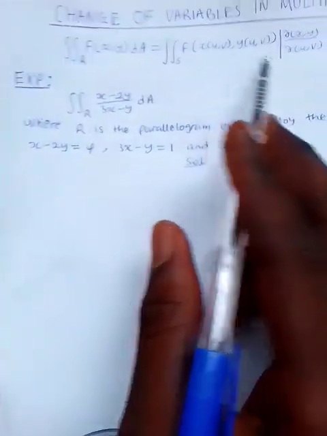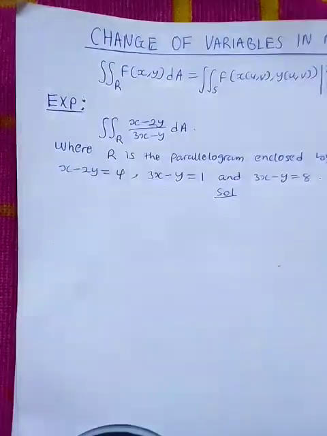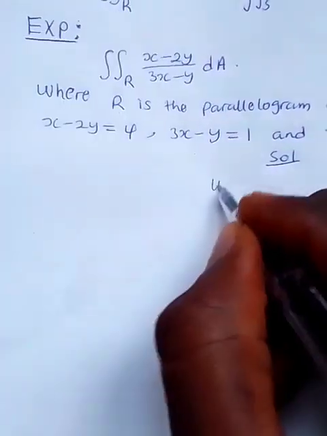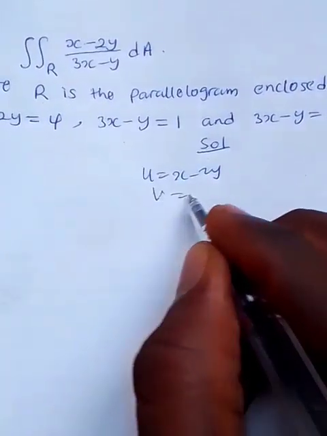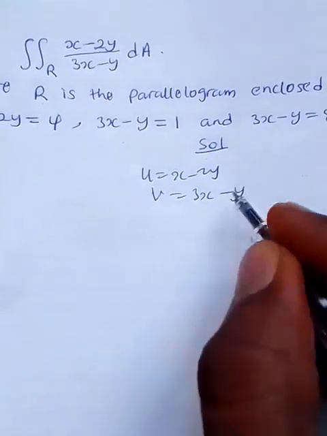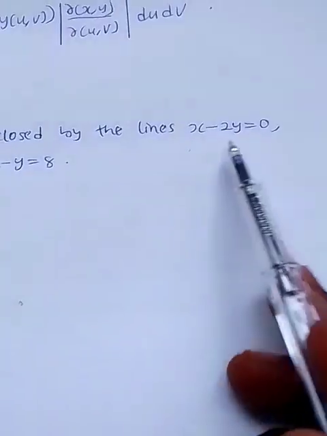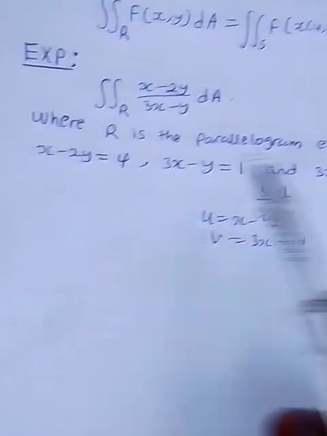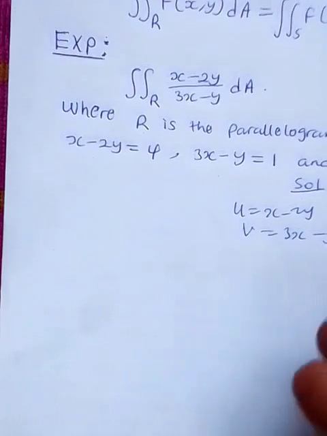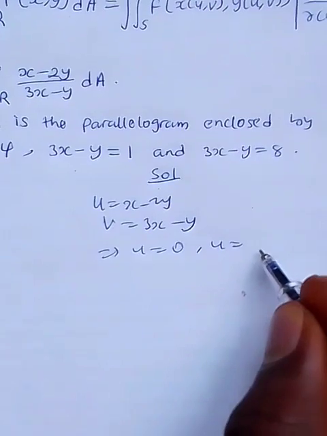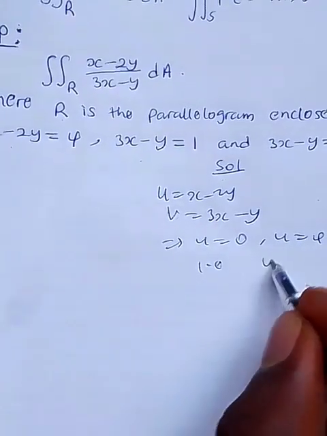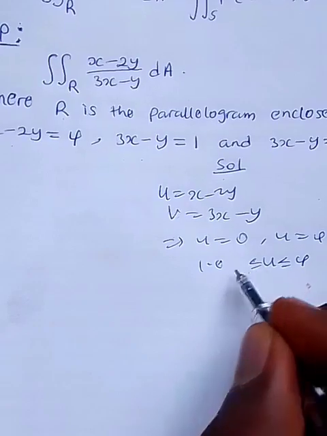We are going to use this formula to consider this. So let u equal x minus 2y, and v equal 3x minus y. Clearly, from what we are given, x minus 2y equals 0 and x minus 2y equals 4, which implies u equals 0 and u equals 4. That is, u lies between 0 and 4.